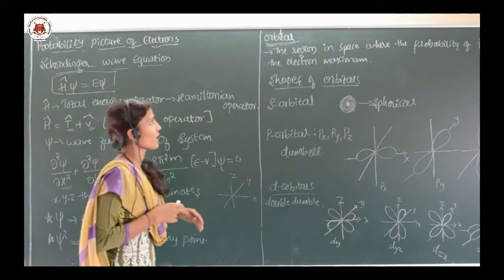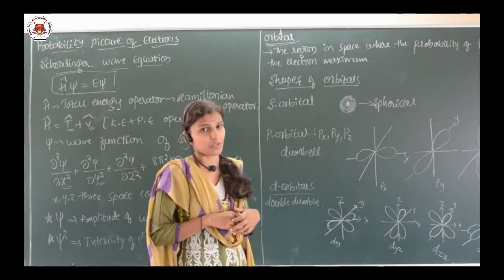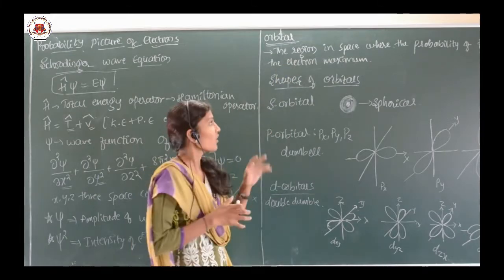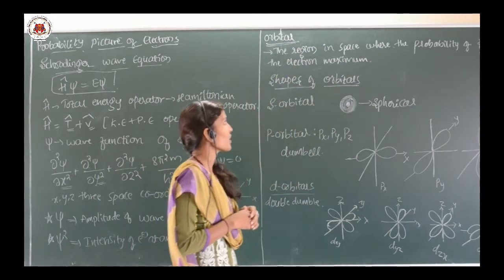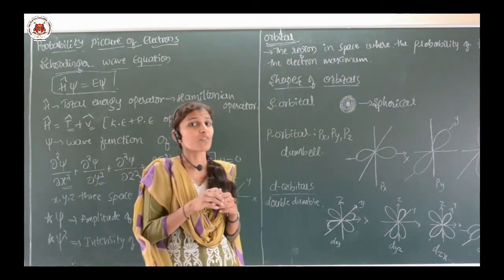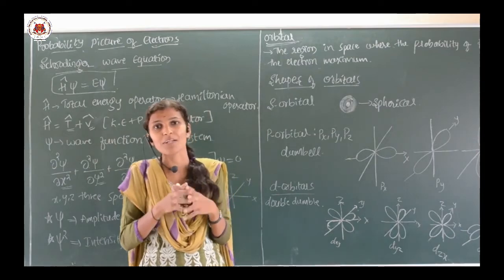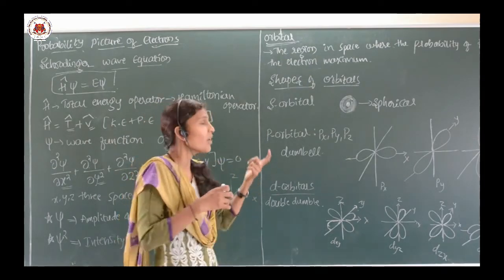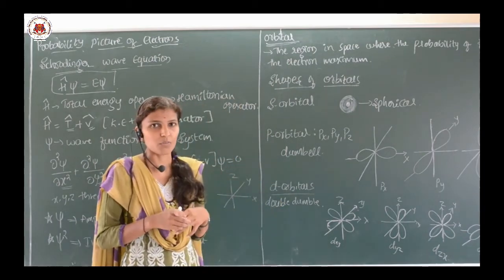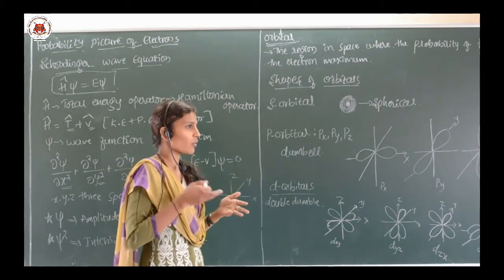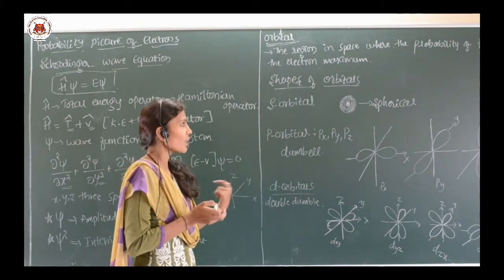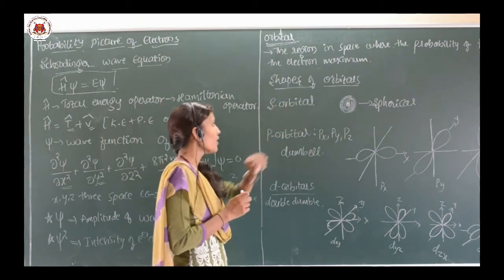Next, let us go for the orbital concept. Orbital is the region in space where the probability of finding the electron is maximum. That is what we call an orbital. There are s orbital, p orbital, d orbital, f orbital, you might be knowing all these orbitals. Let us go for the shapes of the orbitals.